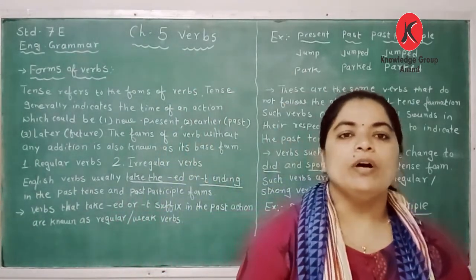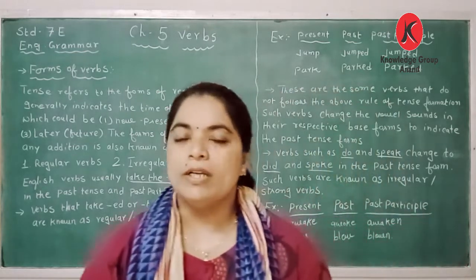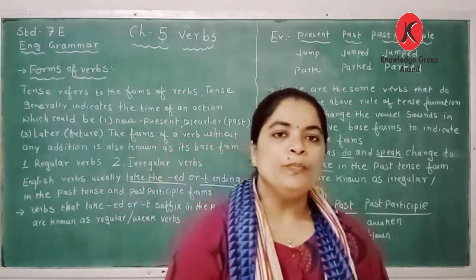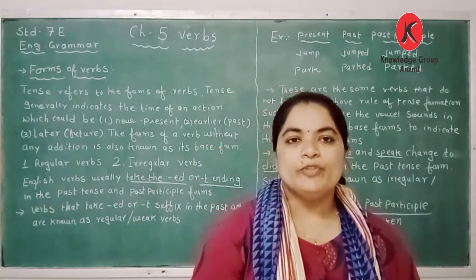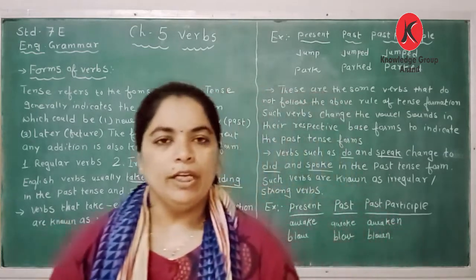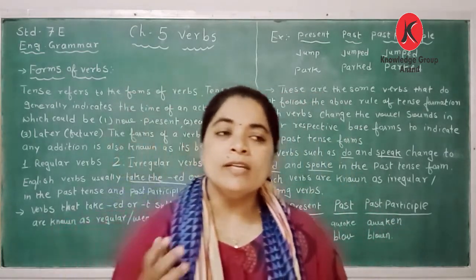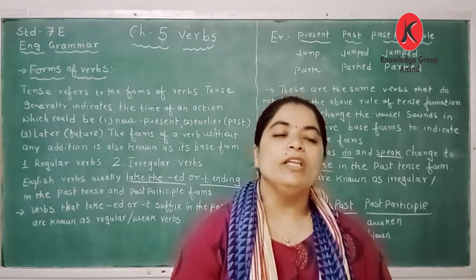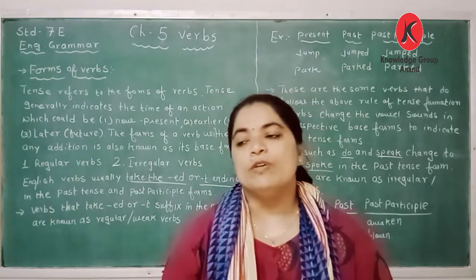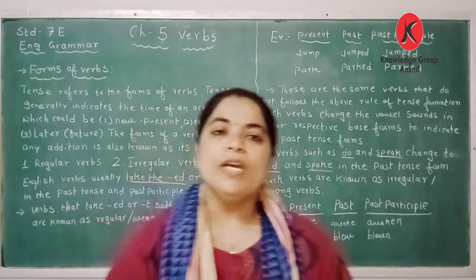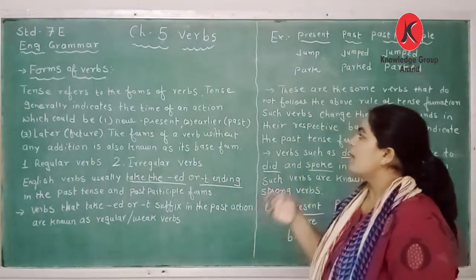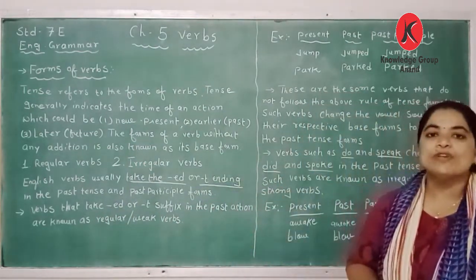Yesterday we learnt about the verbs transitive, intransitive, direct object and verbs of indirect object. And in intransitive verbs we are learning the verbs of action and verbs of being. Today we are learning a new topic in chapter number 5, that is the forms of verbs.